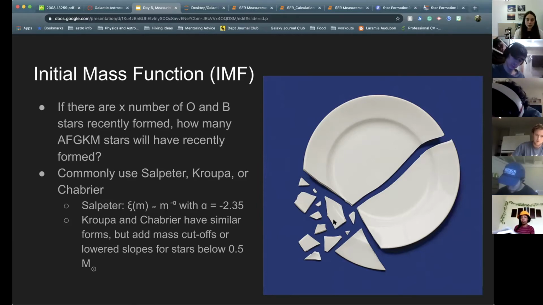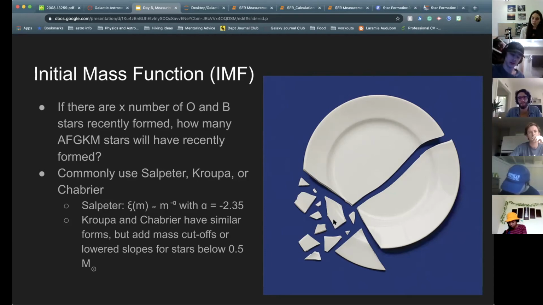So when we initially formed our stars, how many of every mass were there? And I like to kind of represent this with a broken plate. I think I get this from Andrea. But the idea is when you break a plate, you maybe will have a few very large pieces and a lot of really small pieces. So we have maybe 2 O and B stars, but a ton of K dwarf stars. So we need to be able to know, or at least model, how many lower mass stars there are once we have our measurement of really large stars that formed recently.